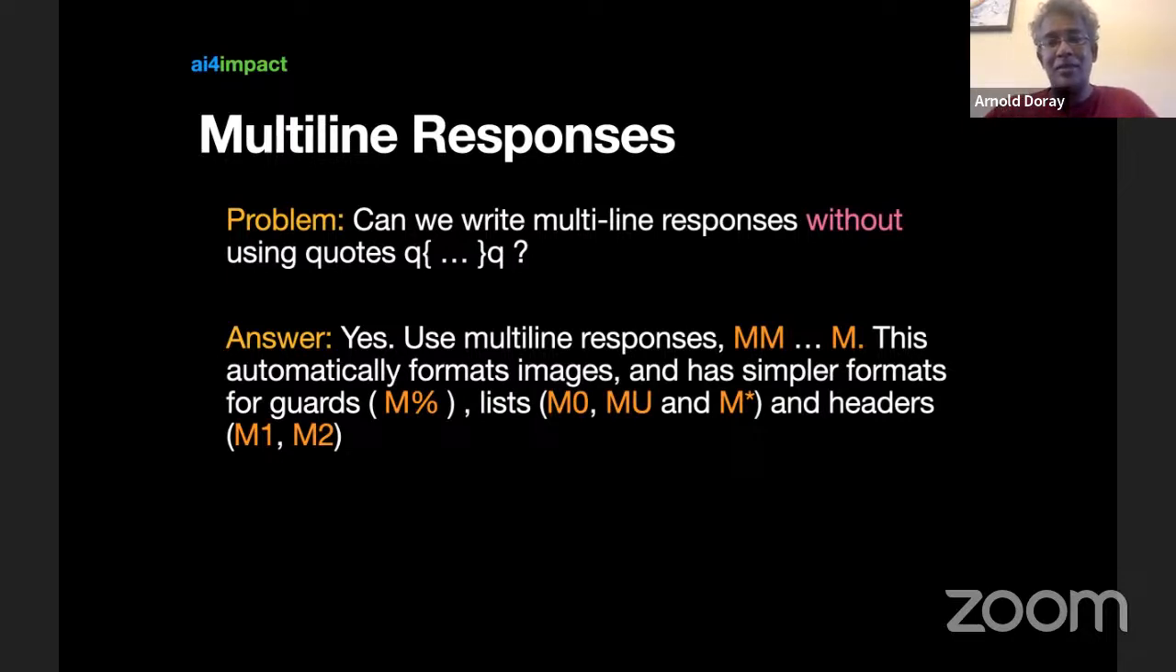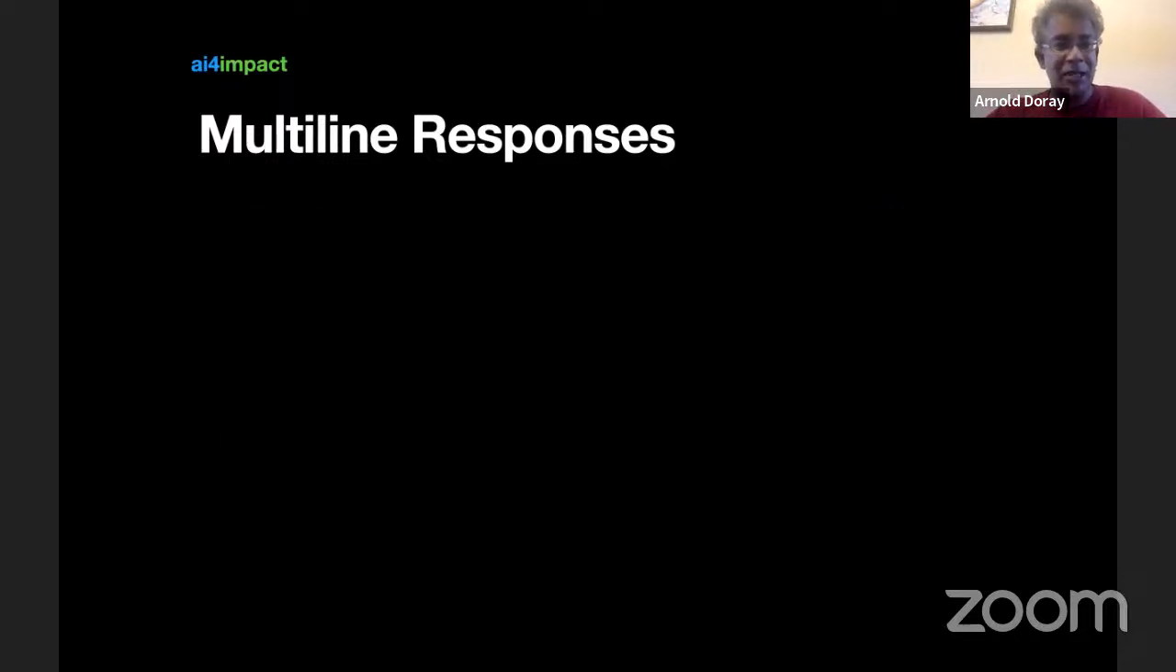But there are many different MMs. A normal MM means just text. An M with a percentage sign is just a guard, so it will check and see whether that is being satisfied before it proceeds to the rest. An MO means an ordered list, like 1, 2, 3, 4. An MU means an unordered list, in other words, like dots. An M star is one of the list items. And M1, M2 are the headings, like heading 1 and heading 2. Don't worry, I'll show you an example shortly.